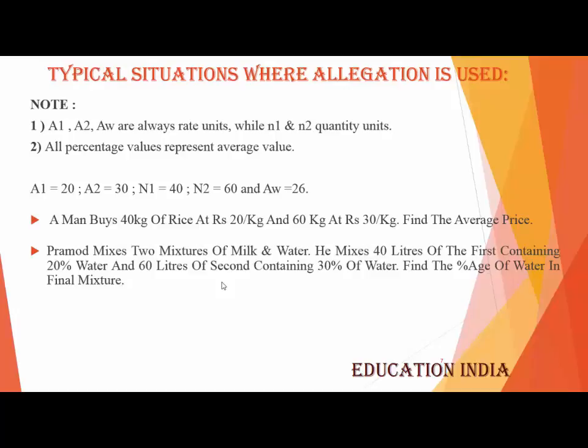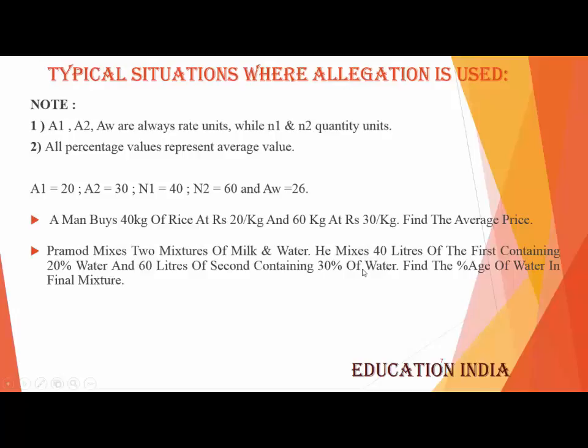That means container A has 20% water by volume and he takes out 40 liters from container A, and the second container has 30% water by volume, and he takes out 60 liters from container B. So now we need to first analyze what is A1, A2, N1 and N2. Now let's see. 40 liters is the amount taken out from container A. 60 liters is the amount taken out from container B. So they represent N1 and N2. So N1 will be 40 and N2 will be 60.